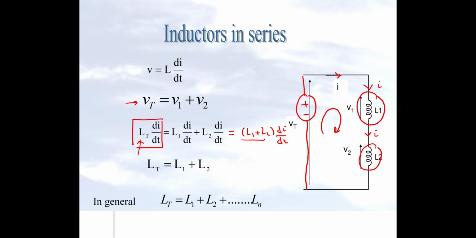So I could replace these two series inductors with one equivalent inductor whose value is L1 plus L2, and I get the same voltage for the supply. So in general, if I have series inductors, I can reduce them to one equivalent inductor whose inductance is equal to the summation of the individual inductances.